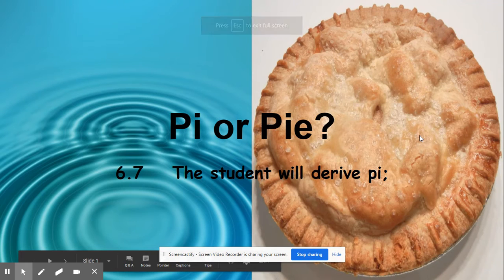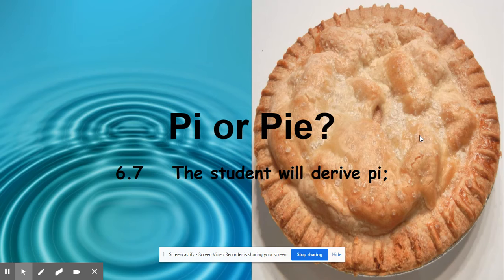Pi. Today we're going to learn about pi. That's the P-I pie, not P-I-E pie, like apple pie, pecan pie, cherry pie, blackberry pie, chocolate pie. I could keep going on, just like pi goes on.